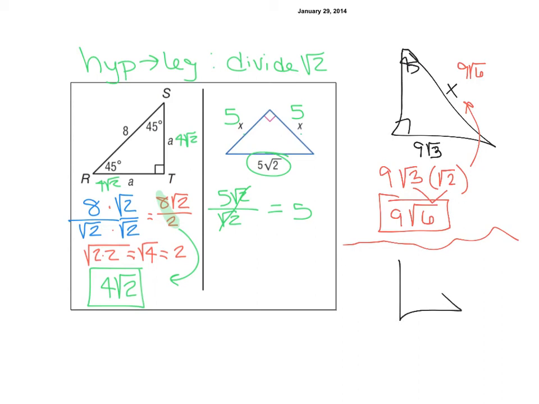All right, let's do another one. I'll do another leg to hypotenuse problem, so I'm going to solve for my hypotenuse. I have 45, 45, 90, and let's say this time I have 3 root 2 as my leg. So again, to get to the hypotenuse, I take my leg and multiply it by root 2. It's always going to be root 2 with a 45, 45, 90. We're either going to multiply by root 2 or divide by root 2.